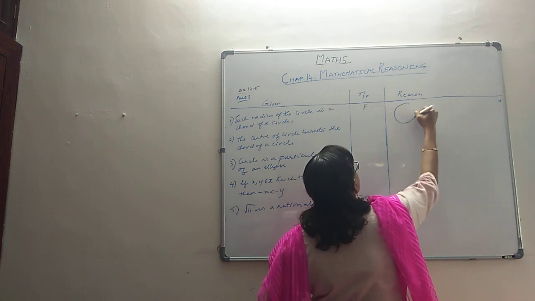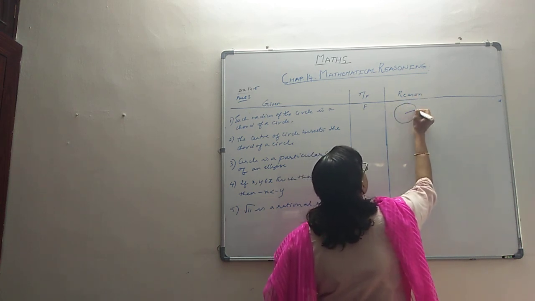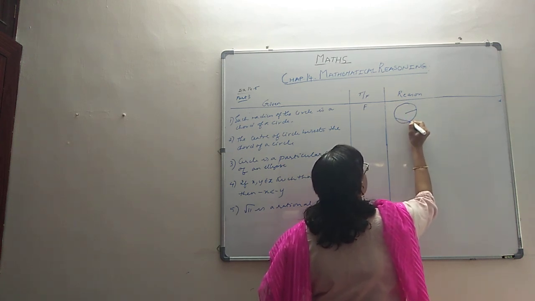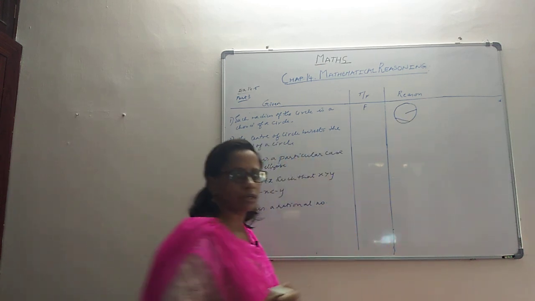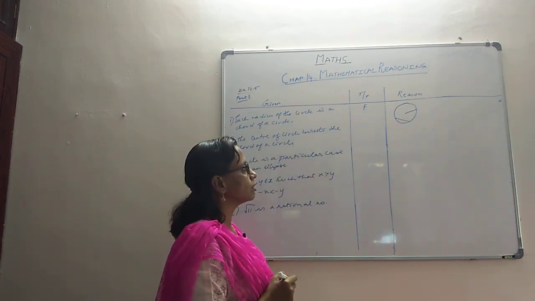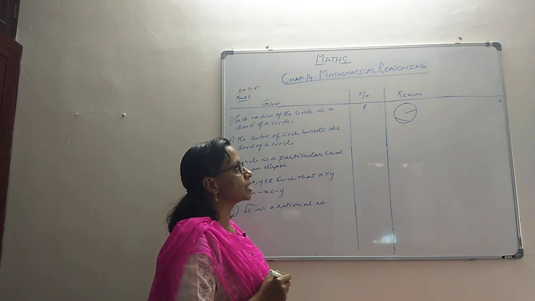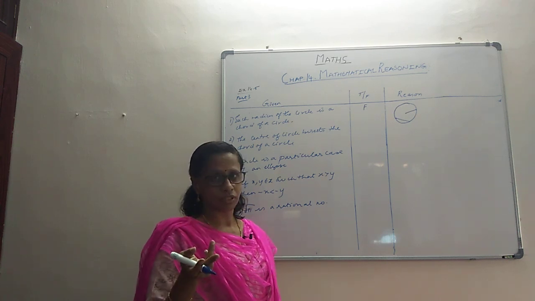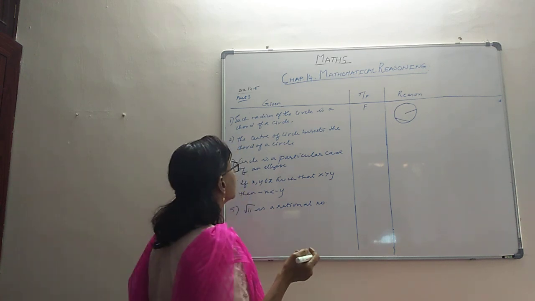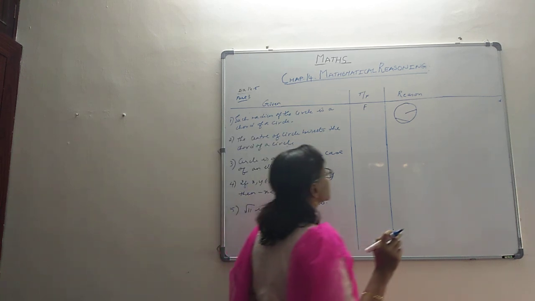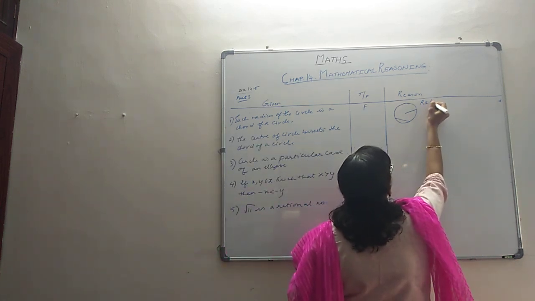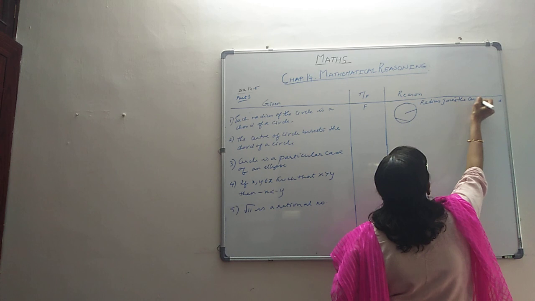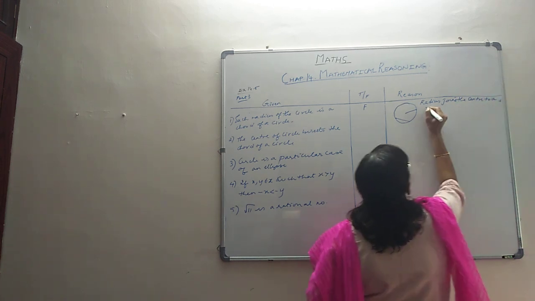Maybe I can represent it with this diagram. Radius is something like this, and chord is something like this. How can a radius be equal to a chord? The radius connects the center and a point on the circle, but a chord connects 2 points of a circle, so they are not the same. That's why "each radius of a circle is a chord" is false, because a radius joins the center to a point on the circle.